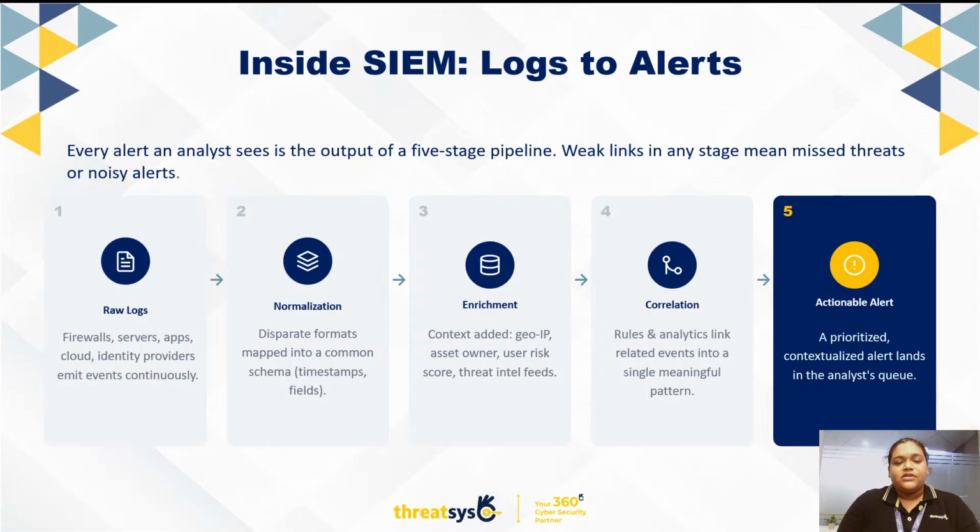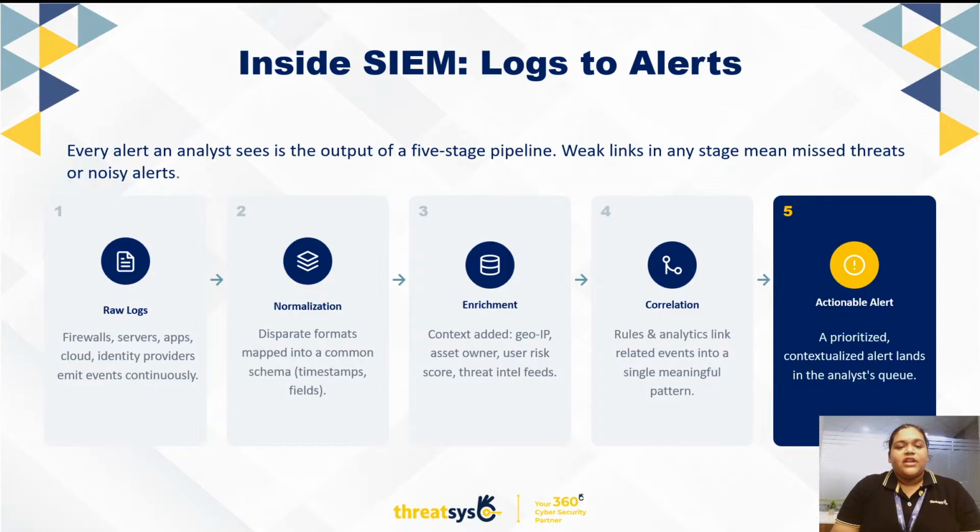Then the fourth phase is correlation. Once the events have been collected, normalized and enriched, SIEM can look for relationships between them instead of treating every event as completely separate. Related events can be connected to identify meaningful patterns. This is important because a single event may not be enough to indicate a threat, but multiple related events can provide stronger evidence of dangerous activity.